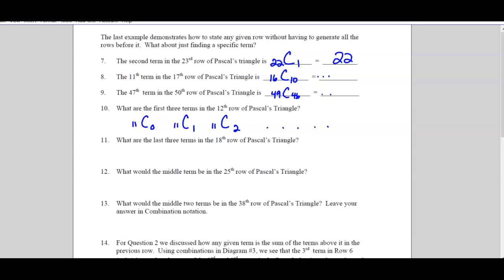What are the last 3 terms in the 18th row? We're going to have a bunch of terms here. I'm going to start from the right. So 18th row will be 17, C, 17. The last term, N and R will be exactly the same. Okay, then 17C16, 17C15.